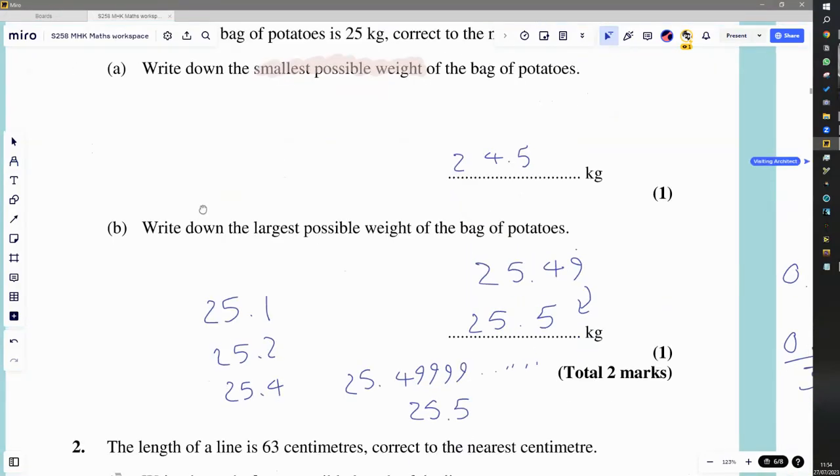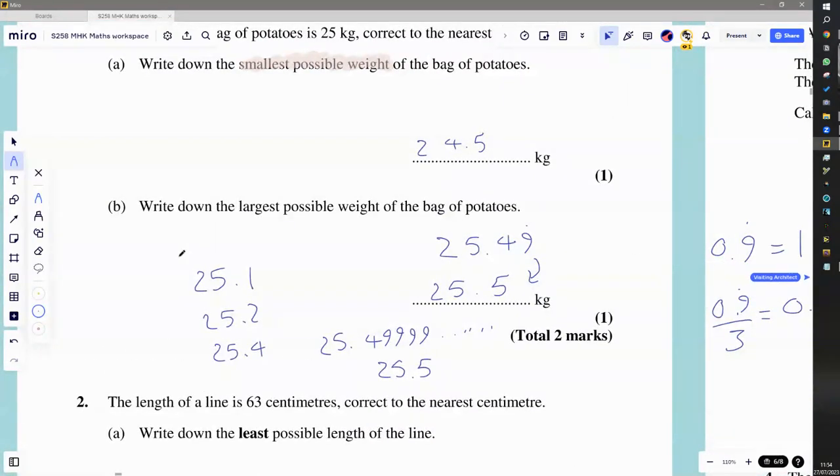Now, largest possible weight is a bit trickier. First of all, 25.1 would round down to 25, 25.2, 25.4 would round down, 25.49 would round down, 25.499999 would round down, and so on. Essentially, you could write these nines forever, as long as you don't go to 25.5, because 25.5 would actually round up to 26.